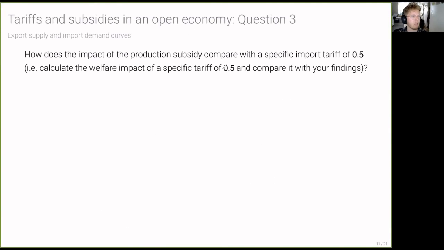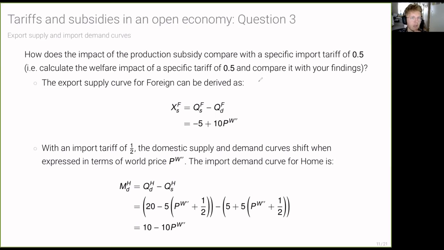How does the impact of a production subsidy compare with the specific import tariff of 0.5? I've already done this in section 9. What we want to do is think about the welfare impact of the production subsidy that we just thought about and compare it with the welfare impact of a specific import tariff, with all the dynamics of the specific import tariff being exactly what we've seen before.